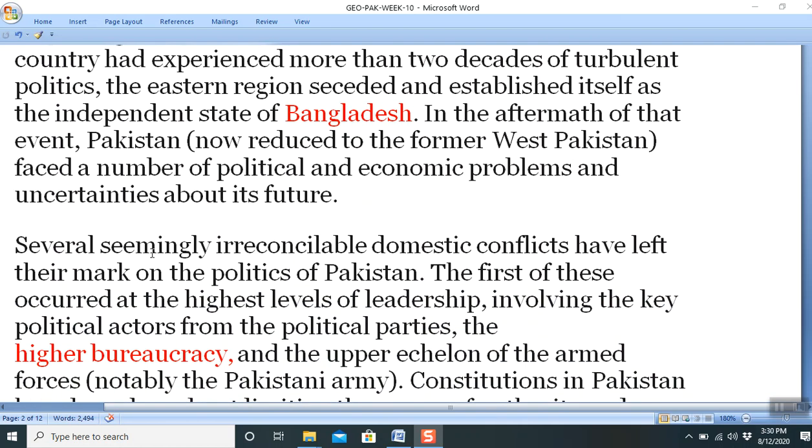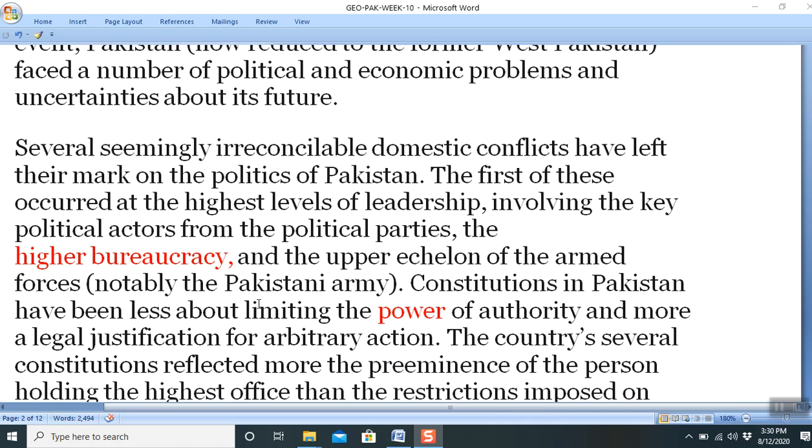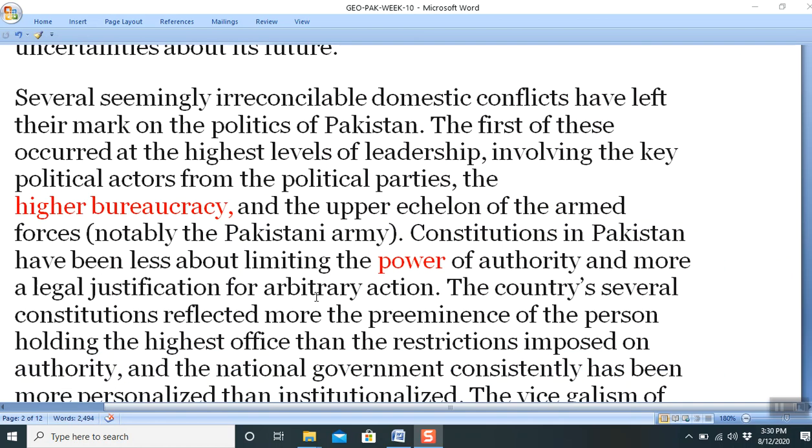Several seemingly irreconcilable domestic conflicts have left their mark on the politics of Pakistan. The first of these occurred at the highest level of the leadership, involving the key political factors from the political parties. Number one. Number two, the higher bureaucracy and the upper echelon of the armed forces, notably the Pakistan Army.